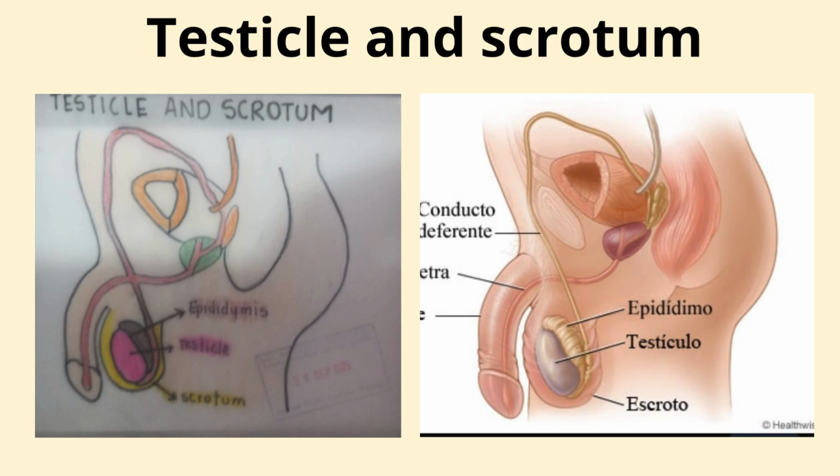The scrotum is the external pouch of skin and muscle that contains the testes. Its primary role is temperature regulation. Sperm production requires a temperature significantly lower than core body temperature.